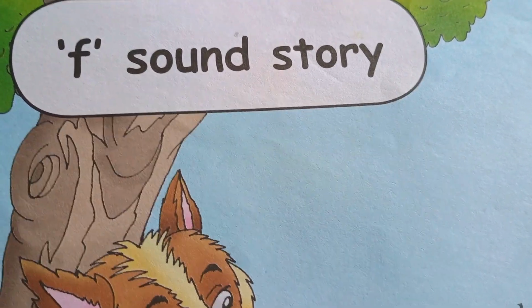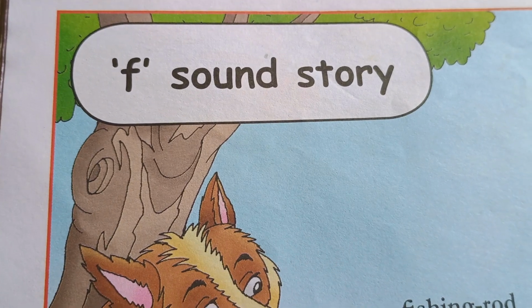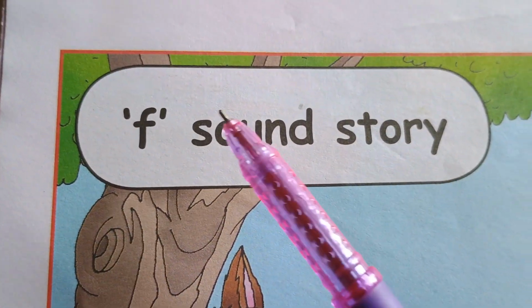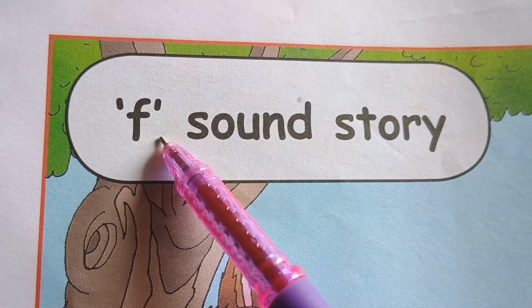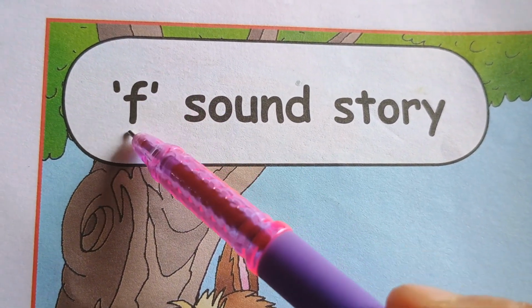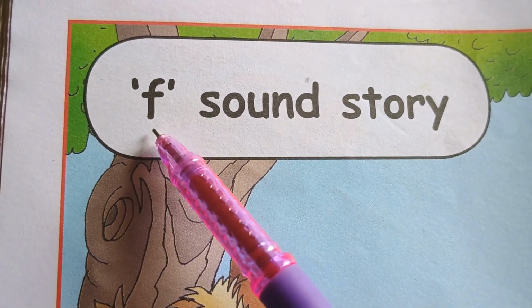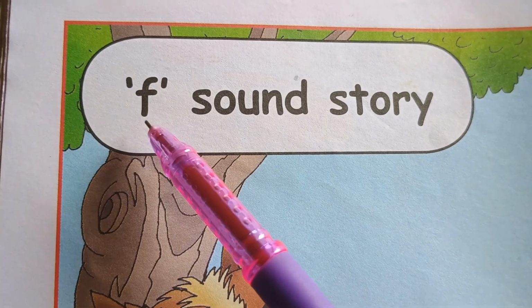My dear children, after E letter sound and words, we are going to know about the letter F. This is the letter F. In this way we write F. How do we write? In this way. And the phonic sound of F is F. Phonic sound of F is F.